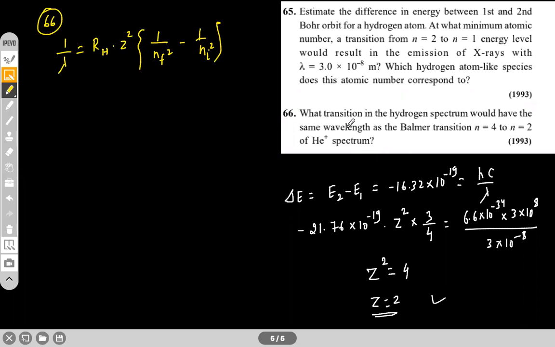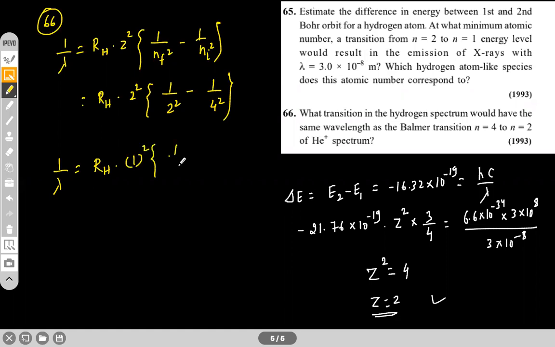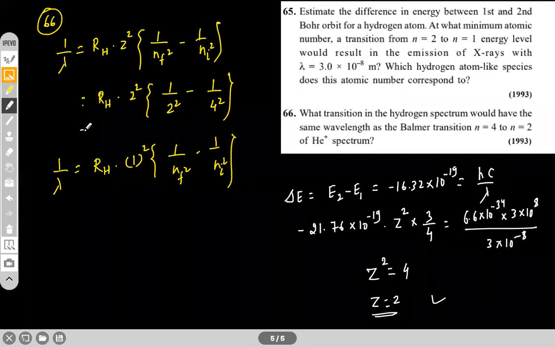So what transition in the hydrogen spectrum would have the same wavelength as Balmer? RH you let it be as it is. Since it is for helium, the Z value is 2 square, 1 by NF square is 2 square, and 1 by NI square is 4 square. If you compare this with hydrogen, 1 by lambda is equal to RH 1 square, 1 by NF square minus 1 by NI square. Always don't solve this expression for lambda in this kind of question. Now if you multiply by 2 here, RH into 1 square, multiplied by 2 square inside, gives 1 by 1 square minus 1 by 2 square, the 4 gets cancelled, so 1 by 2 square comes here.